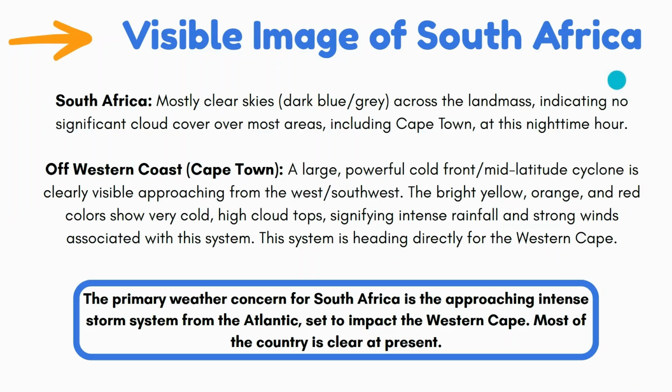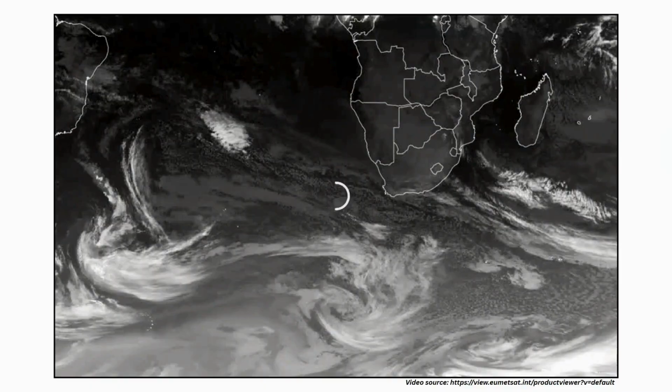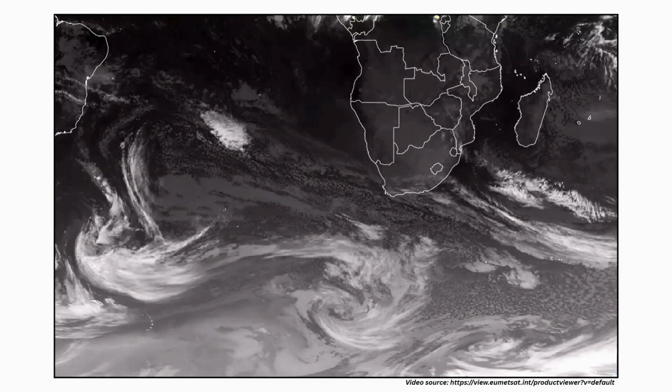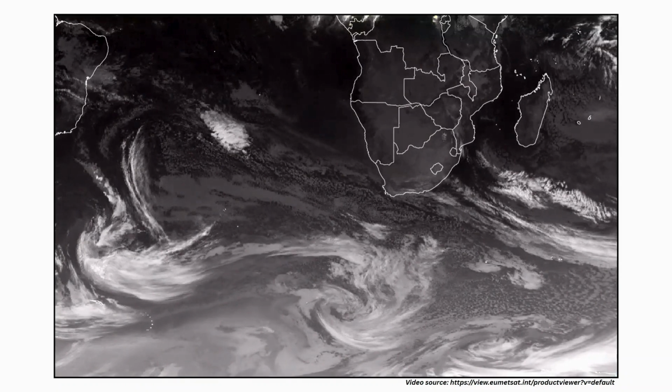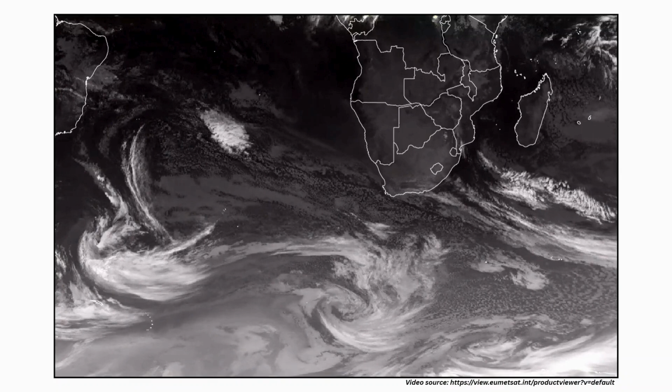So they talk about very cold, high cloud tops, intense rainfall and strong wind, which comes with a low pressure system. So the primary weather concern for South Africa is the approaching intense storm from the Atlantic, set to impact the Western Cape. Most of the country is clear, as you can see on that map. So here you will see more of a moving visual of this, how the image moves in a video.